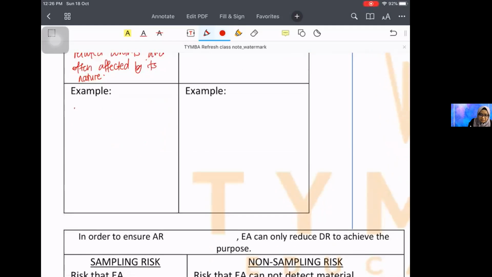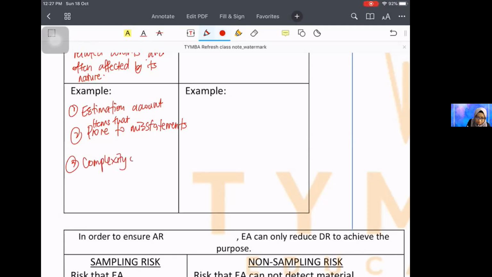Okay, so let's just write a few examples. Number one, just now we have estimation account. Number two, prone to misstatement. Items prone to misstatement. Examples of items that are prone to misstatement. Okay, sorry, deferred tax, thank you. Number 3, complexity. Complexity of calculation. So, for example, deferred tax.